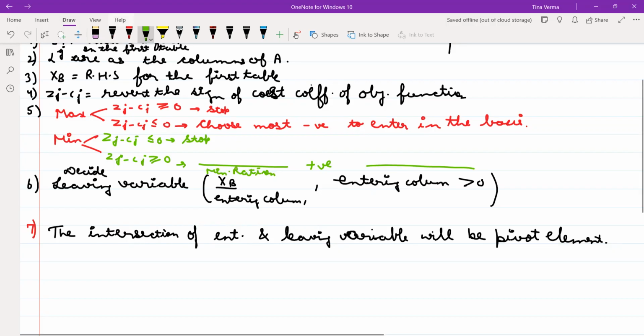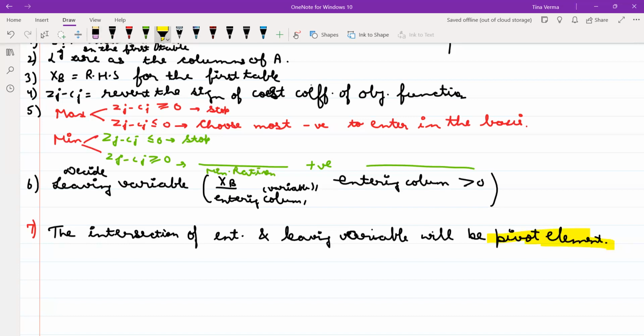Entering column means the variable which you are deciding. Minimum ratio we find this way, right? Entering column means the entering variable's column, whichever is entering. And the entry of the entering column should be greater than 0, only then you will find the minimum ratio. Otherwise you will not find it. Once you have decided which variable is entering and which is leaving, their intersection comes, and that intersection you will call the pivot element.